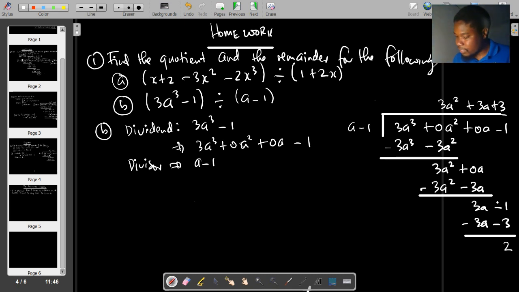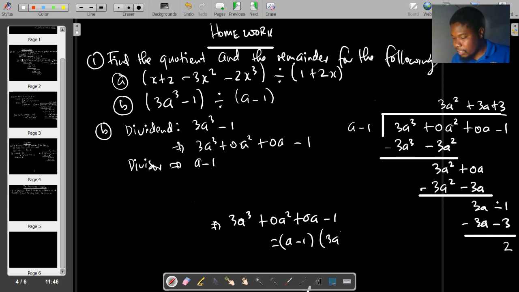Now the final answer will be written as the dividend 3a to the power 3 plus 0a squared plus 0a minus 1 should be equal to a minus 1 multiplied by 3a squared plus 3a plus 3 plus the remainder. Okay, plus the remainder. So that's how you're supposed to do this too. I hope you got the right answer. If you didn't, then I believe you know how to do it right this time.